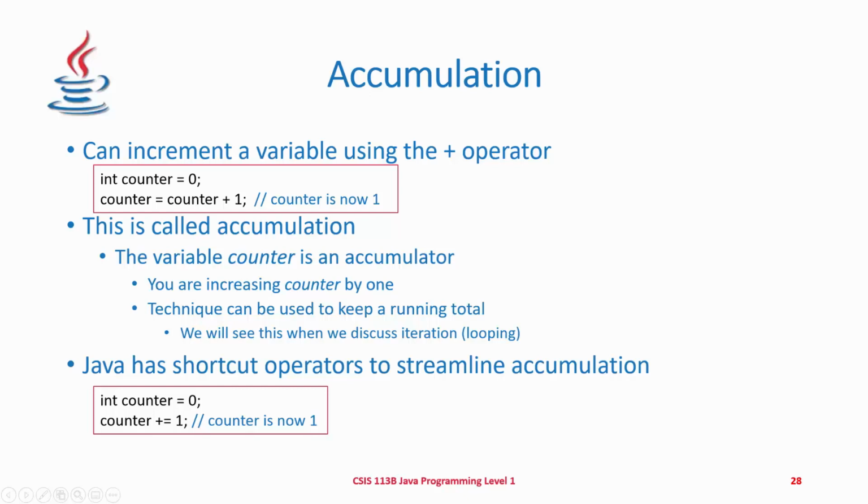So this is called accumulation. We can use this when we want to have a counter in our program, keep a running total. And you'll see this again when we get to iteration, which is where we loop through code and repeat it over and over again. There is a shortcut operator for this to streamline accumulation.